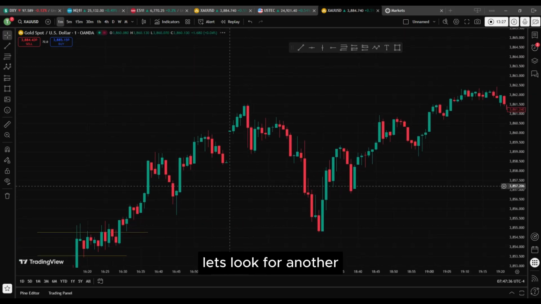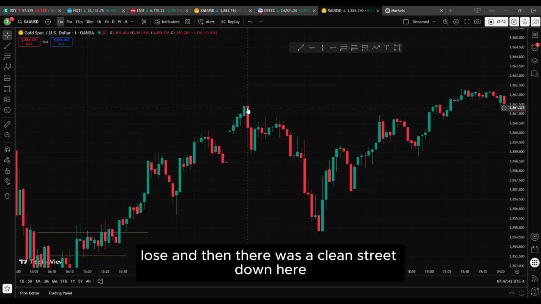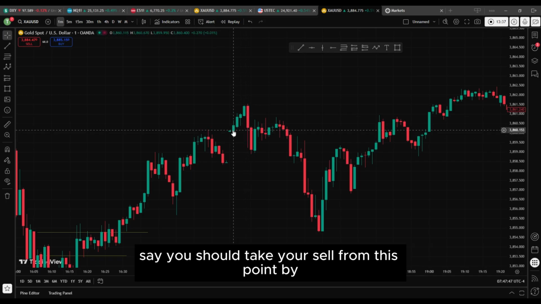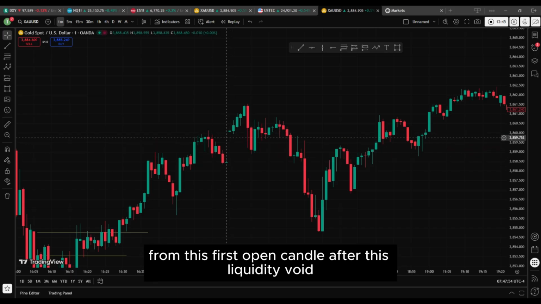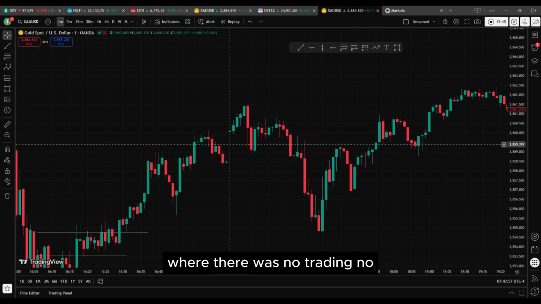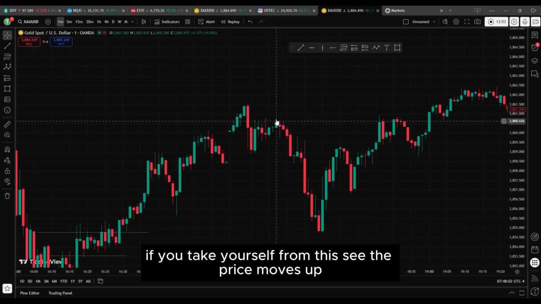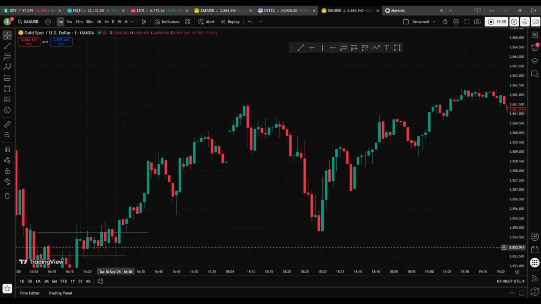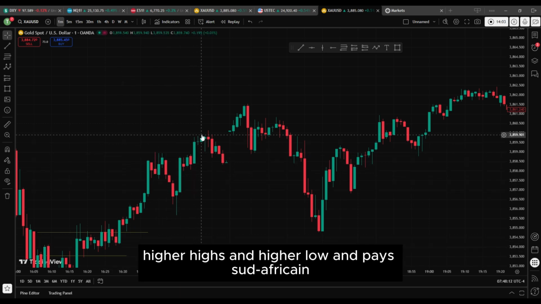Let's look for another. Okay, there's a liquidity void here, but it did make higher highs, higher lows, and then there was a clean sweep down here. Then look at this level now. Say you take your sell from this point. If you take your sell from this first up candle after this liquidity void here, where there was no trading, see the price moves up only for it to sell off. So practically, in a simple manner, you look for higher highs and higher lows, higher highs and higher lows, higher highs and higher lows.